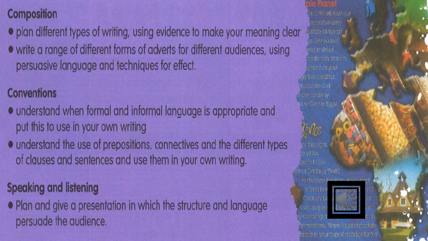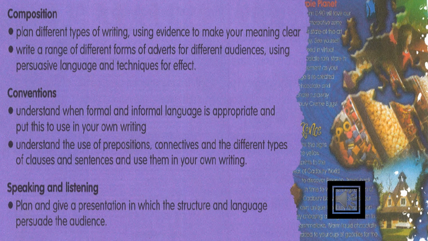You have to plan different types of writing using evidence to make your meaning clear. Evidence means proof of what you've done or an experience that you've heard about something. That's what they mean by using evidence to make your meaning clear. So you have to give examples or instances where such a thing, or what you're trying to explain, took place.